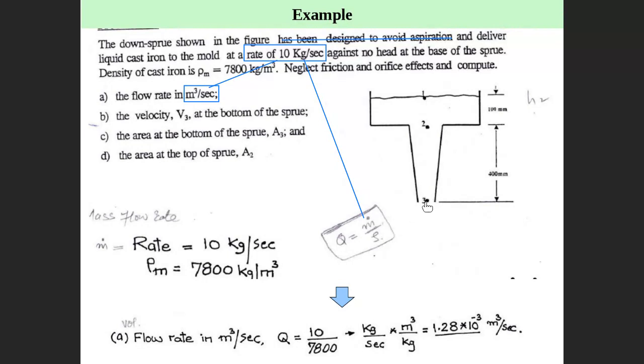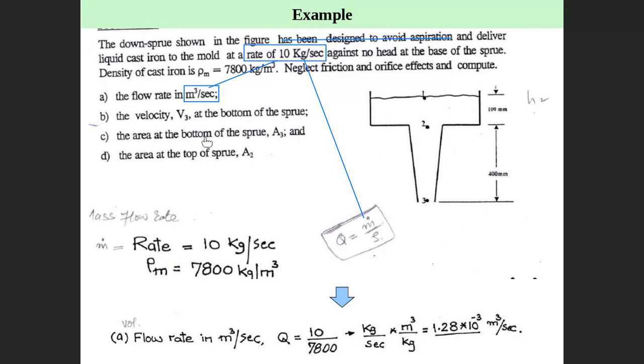V3 equal to square root of 2gh3. G is gravity acceleration, and h3 equal to 500 millimeter. Not 400, but 500 millimeter. This is the velocity at the bottom of the spiral, which is V3.